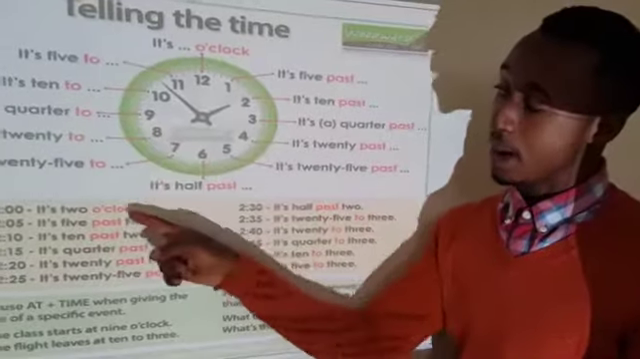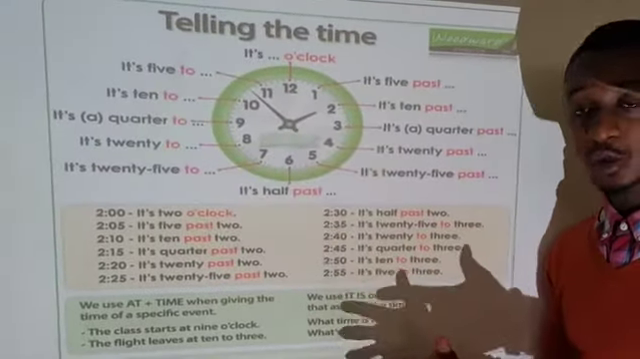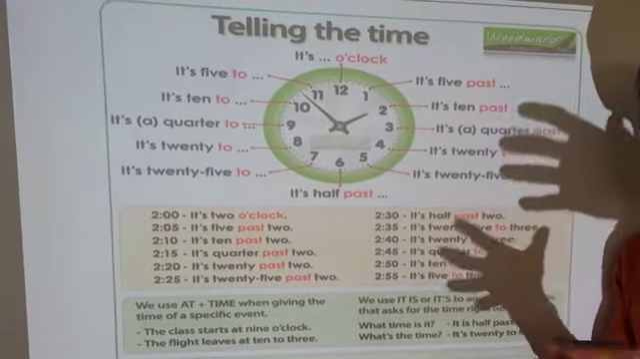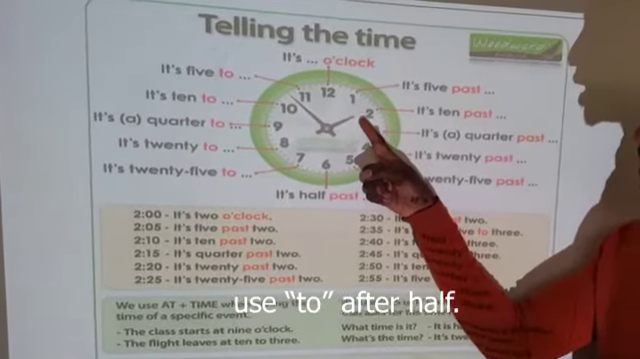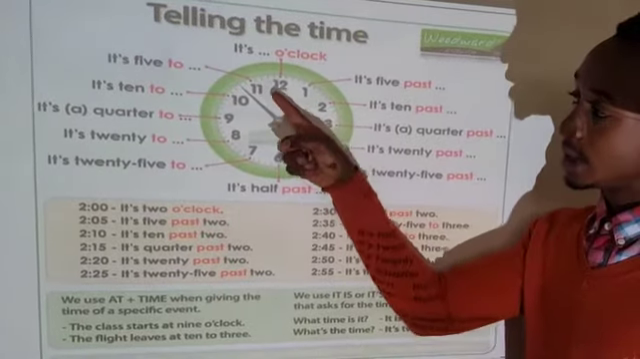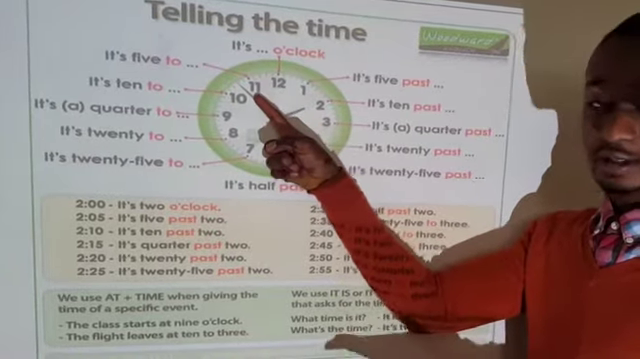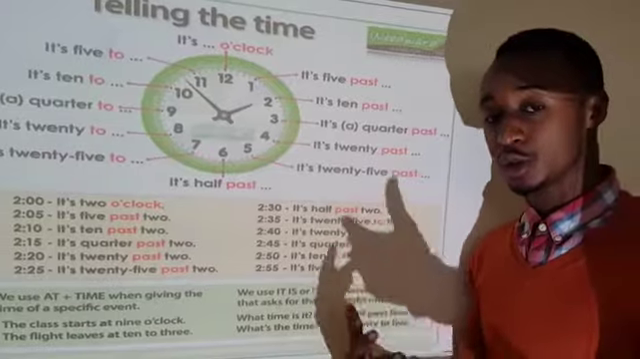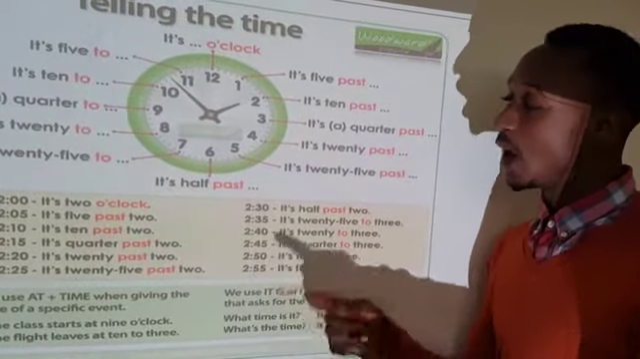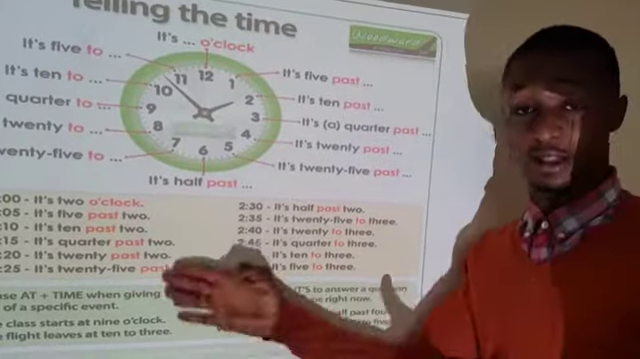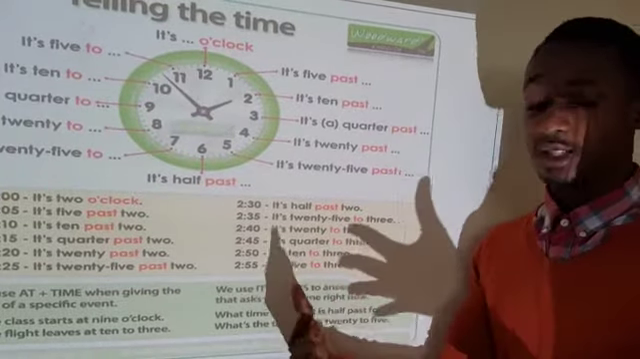And a quarter. But for this part here, we use to, right? For example, it's here. You can say it's 7 to 2. It's 7 to 2. So to means minus, right? Okay. Now for examples, they can ask, what time is it?